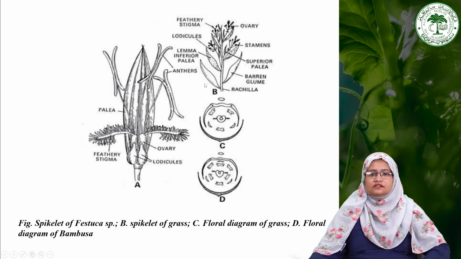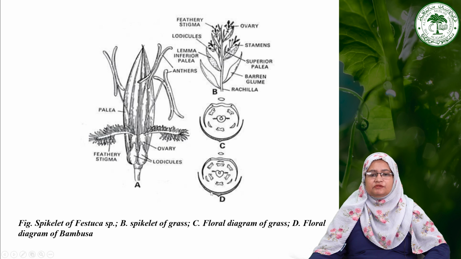And you can see this is the rachilla axis, with one unpaired barren glume. Then there is the presence of a superior palea, and these are the lodicules which are small in size, and you can see the flowers in which the stamens and the gynoecium are present. And this one is showing the floral diagram of the grass as we have discussed earlier. These are the palea and lemma, these are the lodicules, these are the androecium, and this one is the gynoecium.